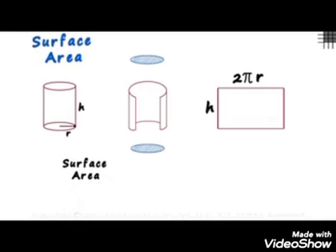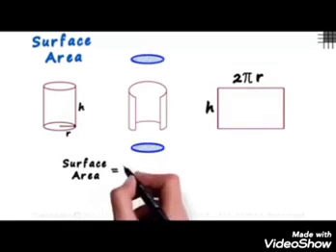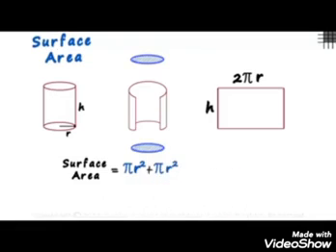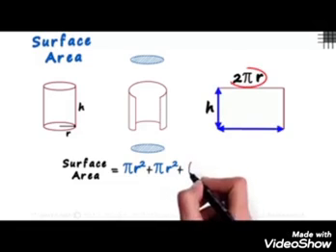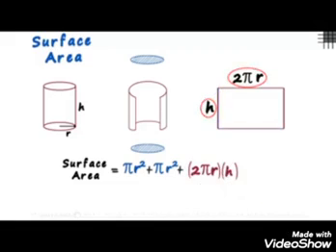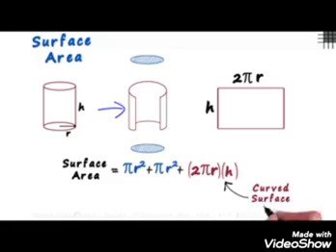The surface area will be the sum of all these 3 surfaces, 2 circles and the curved surface, which is the rectangle. The area of the circular base is pi r squared. Since there are 2 equal circles, we write pi r squared plus pi r squared. This covers the surface area of the top and the bottom surfaces. And the area of this rectangle will be length multiplied by breadth, which will be 2 pi r multiplied by h. This 2 pi r h is actually the curved surface area of the cylinder.